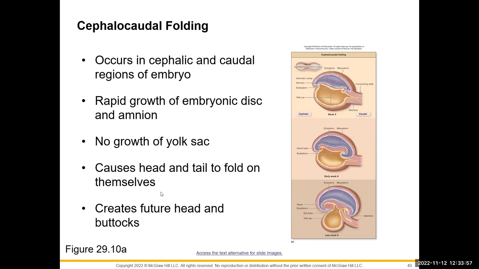Now, a big reason for that is that we're going to see the embryonic disc and the amnion rapidly growing, but not so much in the yolk sac. So if you think about it, the area that's rapidly growing is on top, and that just keeps getting bigger and bigger, while this area down here is really not growing. So you're going to see the amnion and the embryonic disc push downwards and inwards to fold in on itself. Of course, you'll have the head over here on our left side, and then over here on our right side, that'll be the rear end. Because the yolk sac isn't really growing at all, it's not going to affect the direction of this folding. As a result of this folding, we are going to start to form the head and the rear end, or the buttocks area.